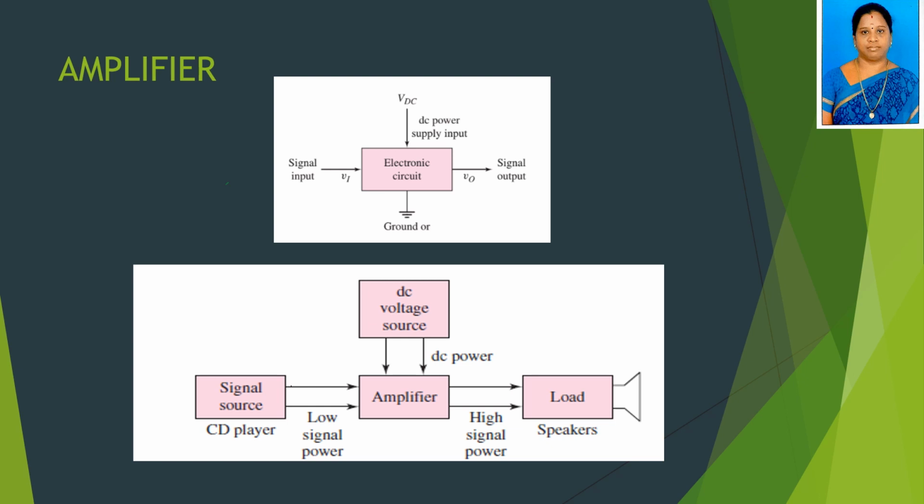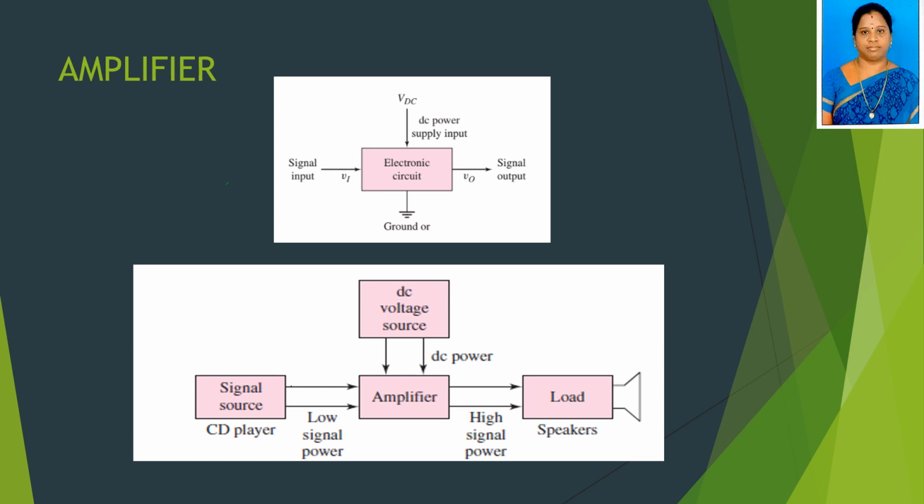So the analysis, we are going to analyze the amplifier only with the DC source. That time the signal source is 0. We are going to set the signal source as 0. Only with the DC source means that analysis is called as large signal analysis.